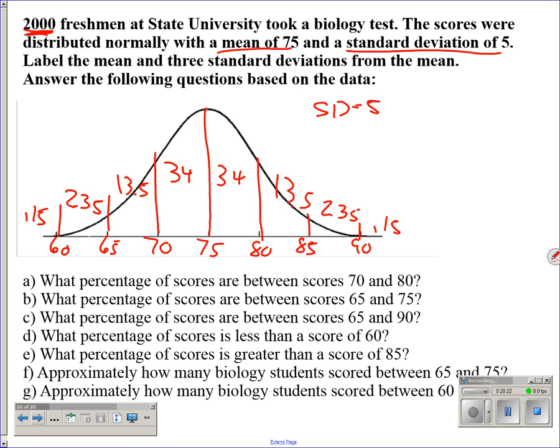Okay. All right. Let's see. It says, what percent of scores are between 70 and 80? So here's 70. Here's 80. That's one standard deviation from the mean. What is that? 68. All right. What about this next one? What percent of scores are between 65 and 75? So, what percent of 2 standard deviations below the mean, I guess? Yeah, whatever 13.5 and 34 is, 47.5?